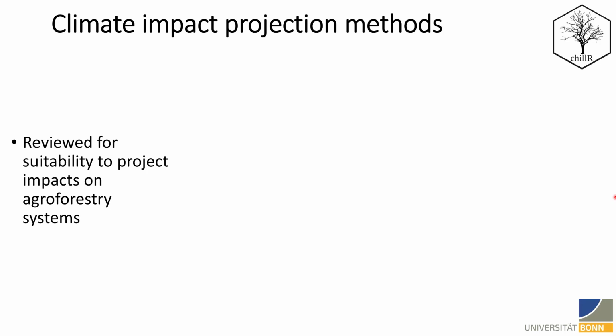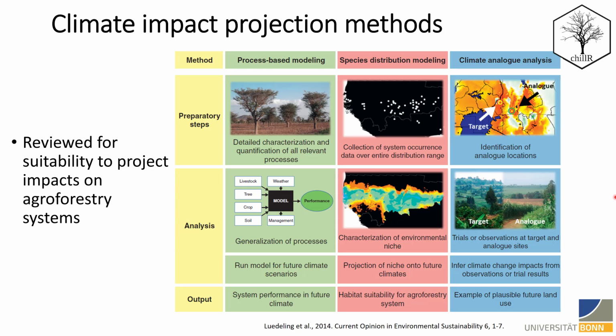Now, at some point I explored and compared the different projection methods for complex agroforestry systems, because that's what I was interested in for much of my research career. And we wanted to model these and try to compare process-based models and species distribution models and climate analog models. And basically, of course, these differ in what they do and how they operate. They require certain preparatory steps.